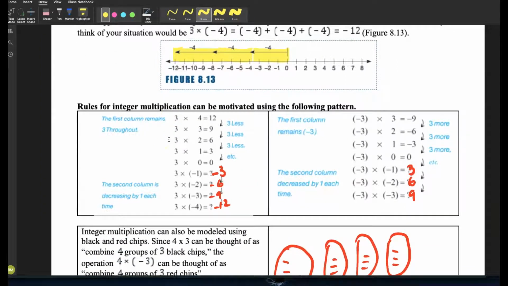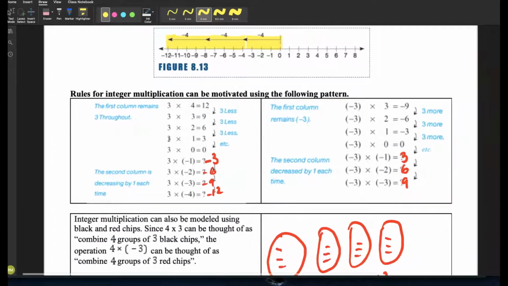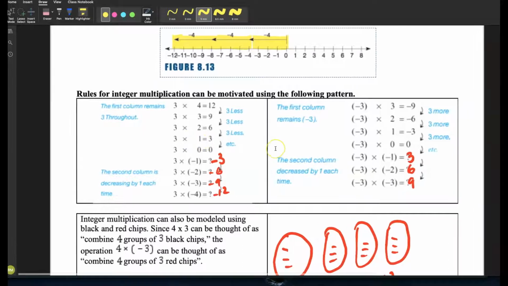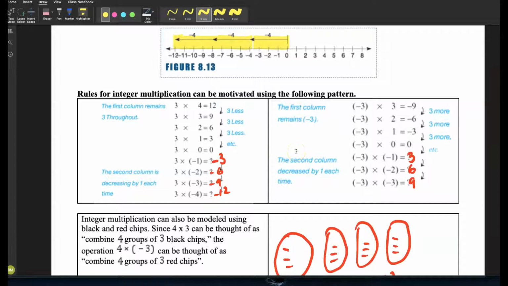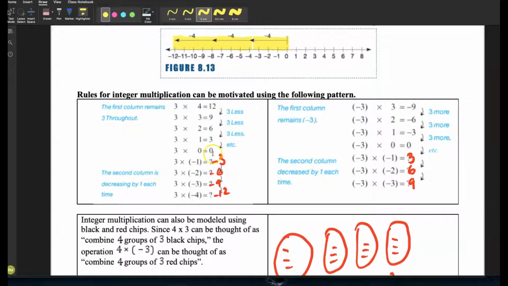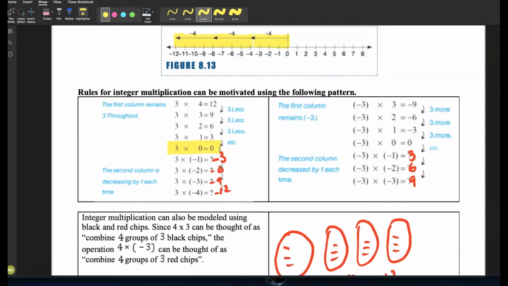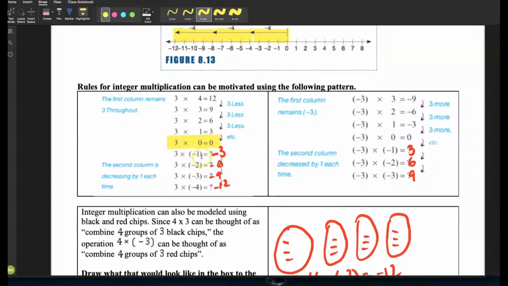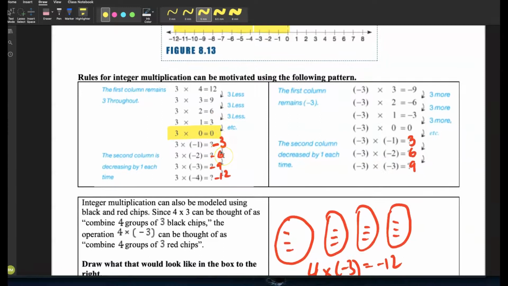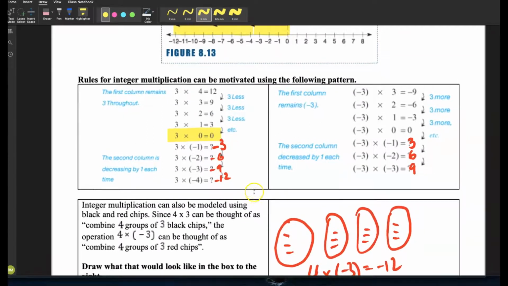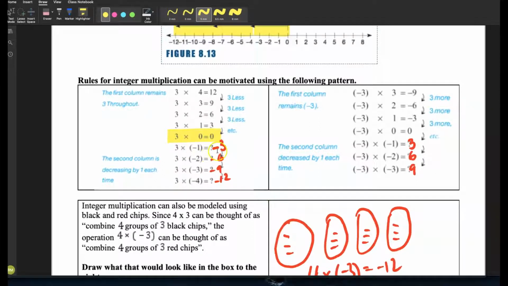And so rules for integer multiplication can be motivated by patterns, right? Because we end up with this idea of a negative times a negative. Looking first at the positive times the negative, look at the pattern: 3 times 4, 3 times 3, as it goes down, my product, the result I get when I multiply, keeps going down by 3. So once we get 3 times 0 is 0, what do we guess 3 times negative 1 is? Well, if we're just going by pattern, it's negative 3.